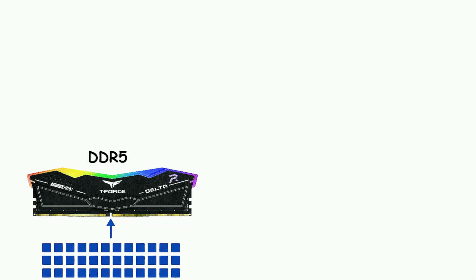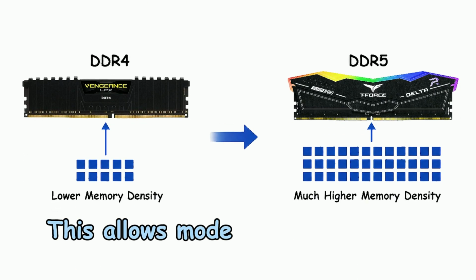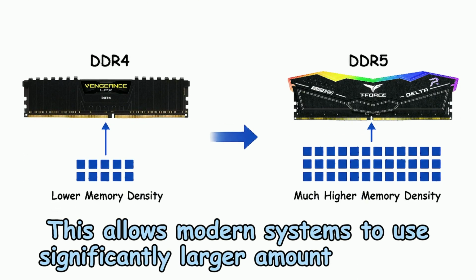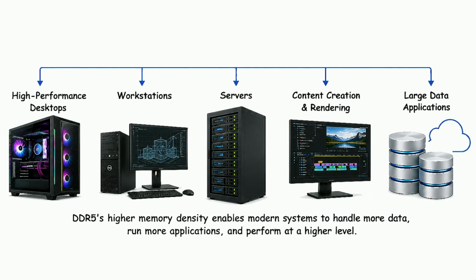DDR5 also supports much greater memory densities than DDR4. This allows modern systems to use significantly larger amounts of RAM, which can be particularly useful in high-performance desktops, workstations, servers, and other systems that require large amounts of memory.